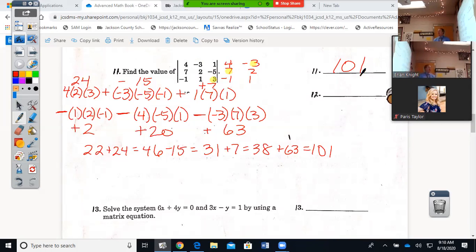Everybody good on 11, both ways. And again, remember, stick it in your calculator, check it, make sure you get it right, and just keep doing it till you do. Okay? It's in your calculator.